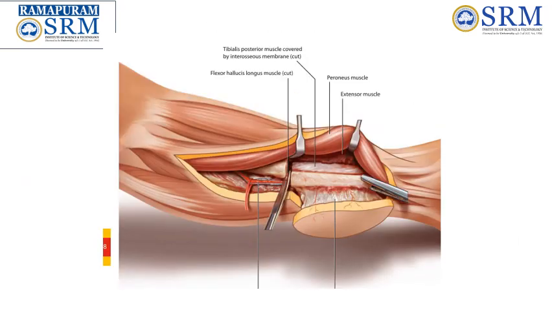This is the complete dissection of the fibula harvest, which shows the osteotomized fibula along with the skin paddle. I will show you the dissection video in the next slide.